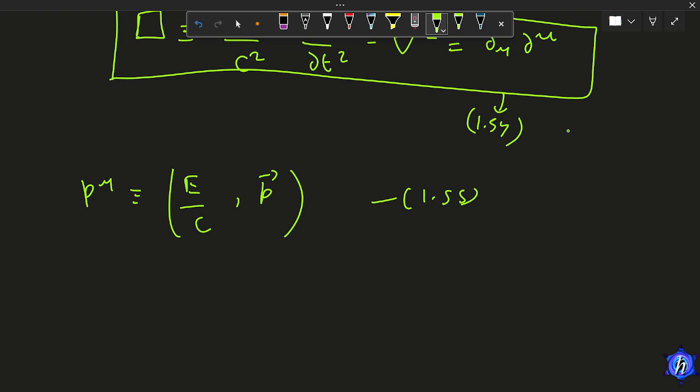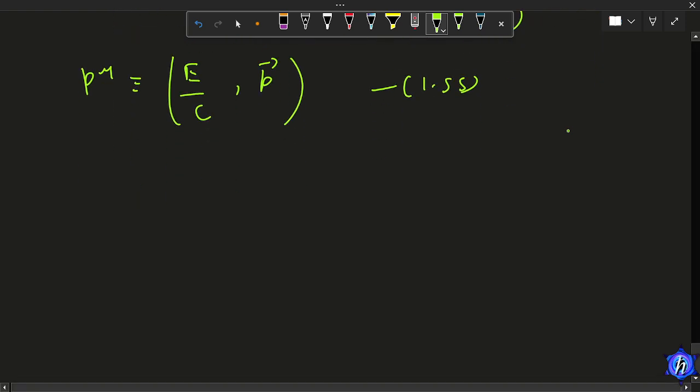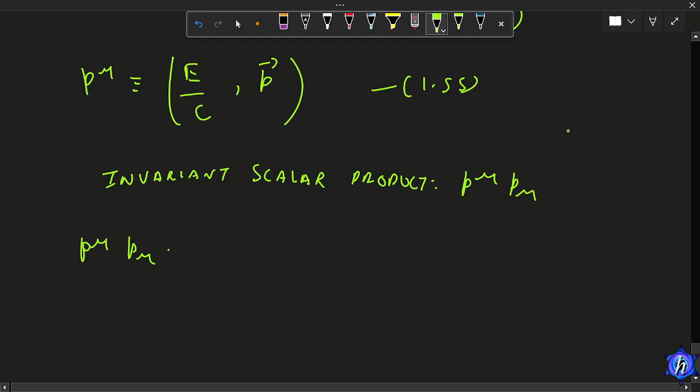What we can do is we can go ahead and define the invariant scalar product. You know by now this is this, right? So let us calculate P mu P mu, which is E square by C square minus P square, which is M square C square.